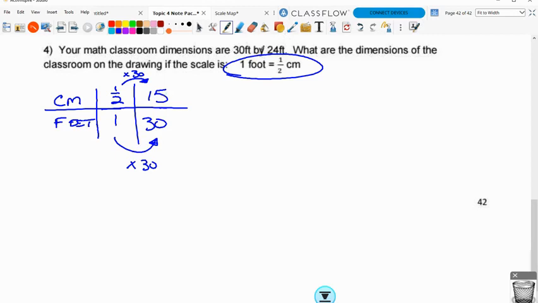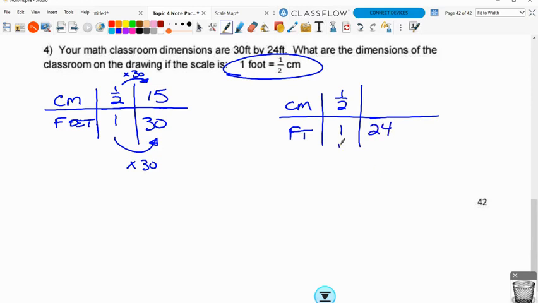All right, but we also have to do the same thing for this 24-foot segment. So once again, I'll make another ratio table, centimeters and feet. And again, they told us 1/2 centimeter corresponds to 1 foot. And the actual distance this time is 24 feet. To go from 1 foot to 24 feet, you had to multiply by 24. So we'll do the same thing to our centimeters. 1/2 times 24. Well, that equals 12. So 24 feet in actual distance corresponds to 12 centimeters on the drawing.